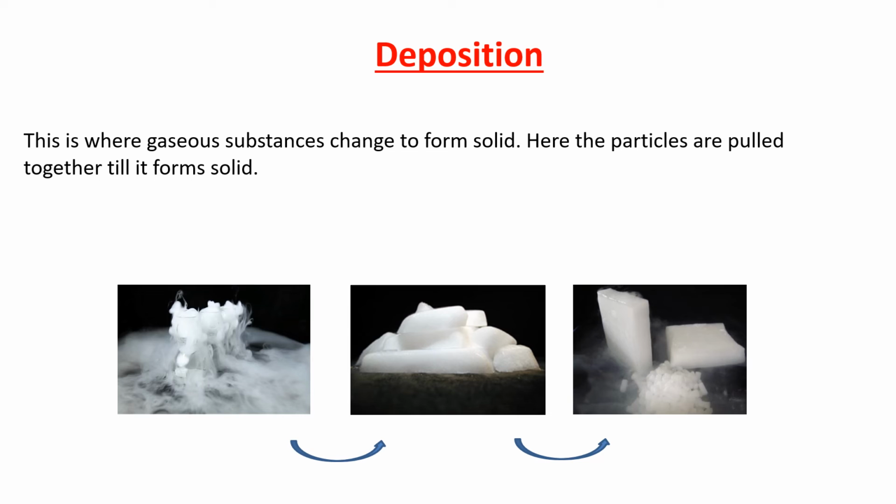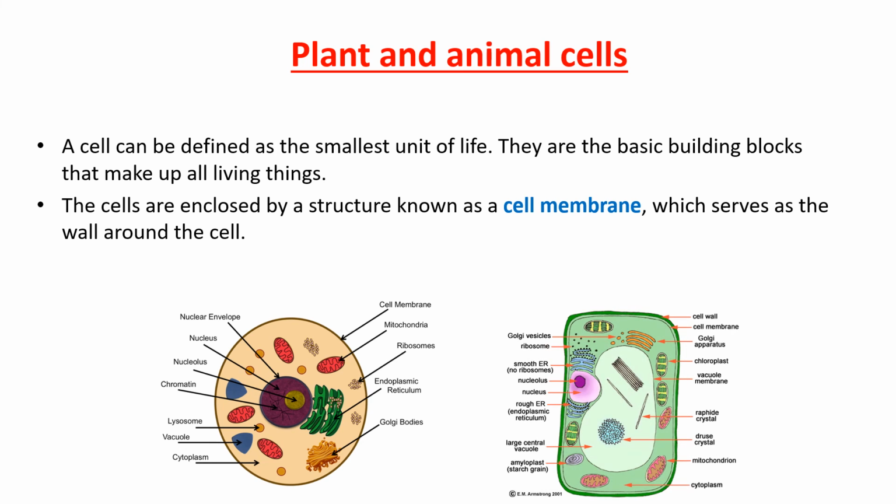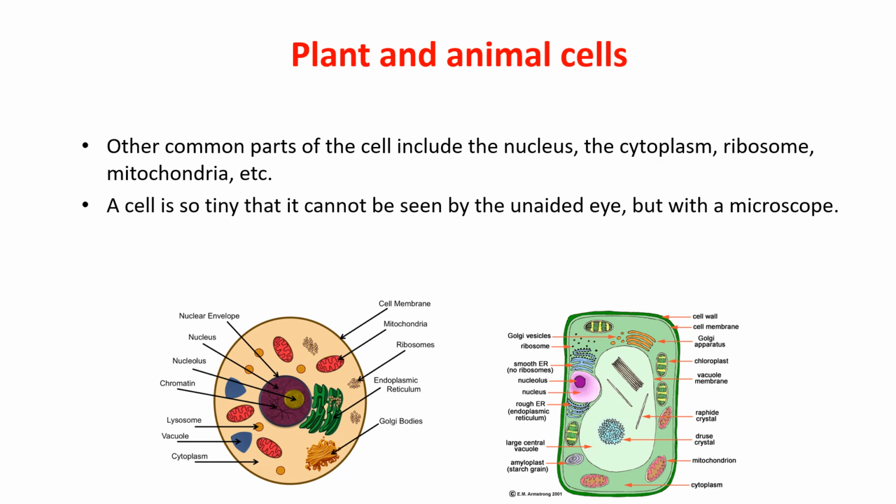Plant and animal cells. A cell can be defined as the smallest unit of life. They are the basic building blocks that make up all living things. The cells are enclosed by a structure known as a cell membrane, which serves as the wall around the cell. Other common parts of the cell include the nucleus, the cytoplasm, ribosome, mitochondria, etc. A cell is so tiny that it cannot be seen by the unaided eye, but with a microscope.